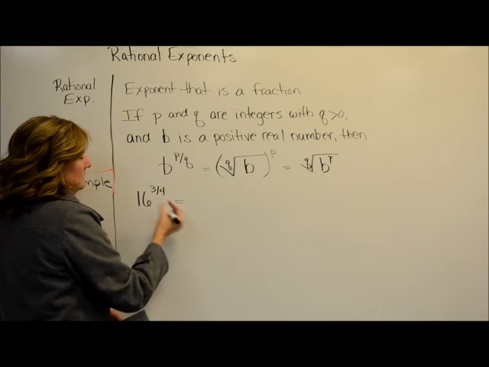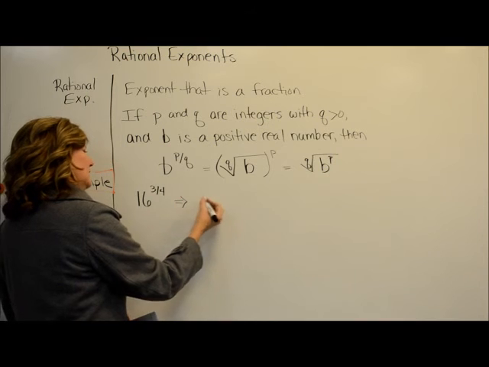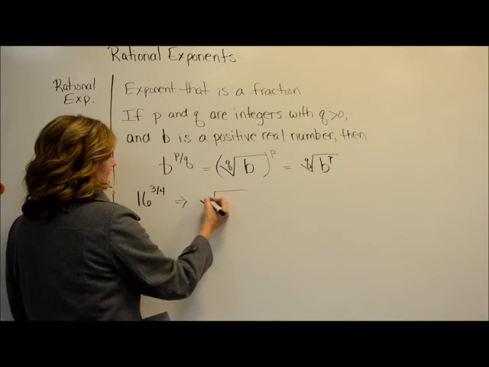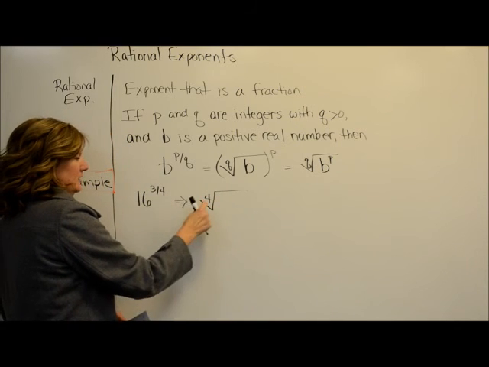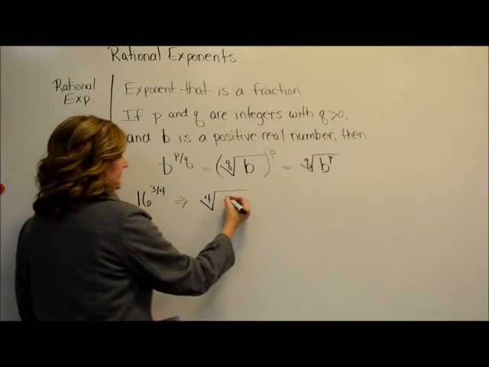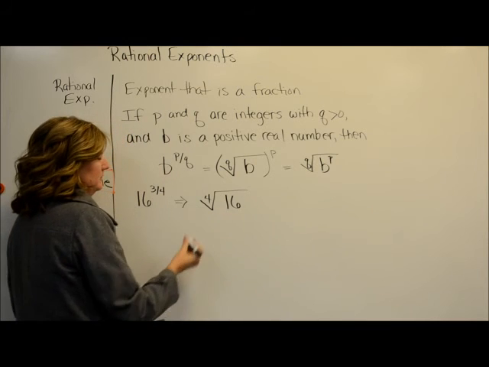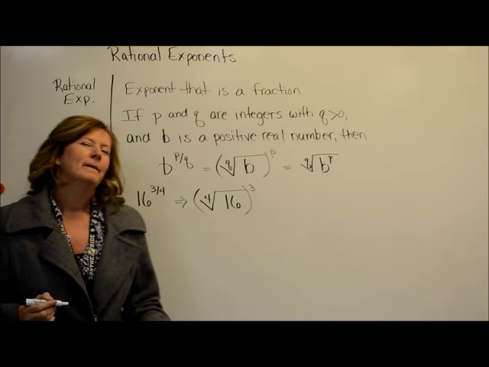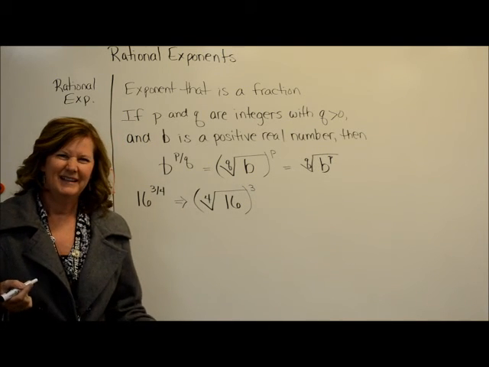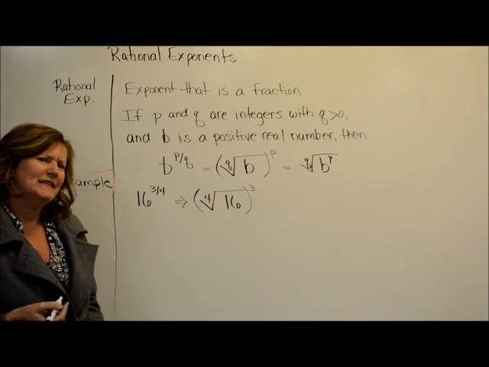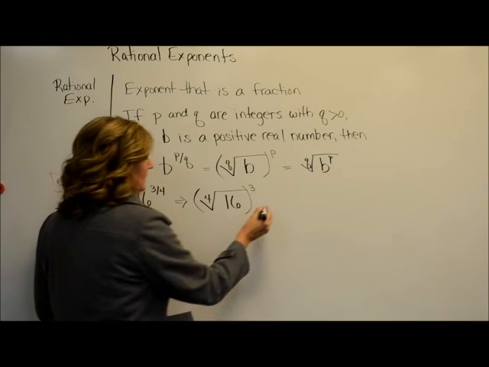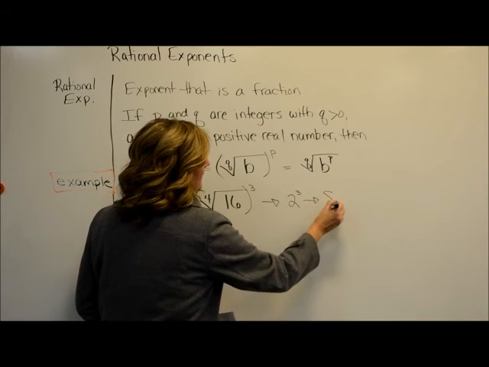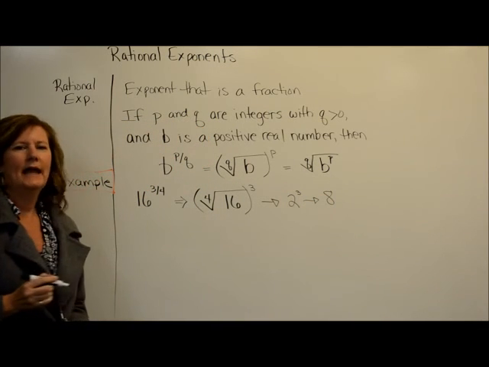So 16 to the 3/4, going in this direction, would be the 4th root, because the denominator goes in the V of the radical sign. So the 4th root of 16, all raised to the 3rd power. Well, you know the 4th root of 16 because we've been working with these, and the 4th root of 16 is 2. Okay, so then that's going to give me 2 cubed, or 8. So in the end I have 8.